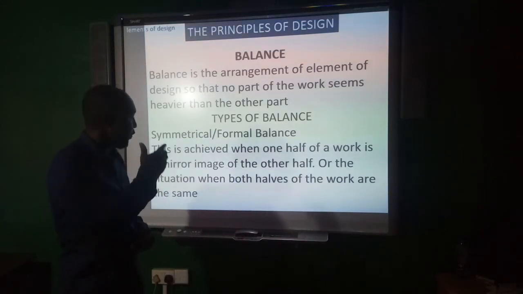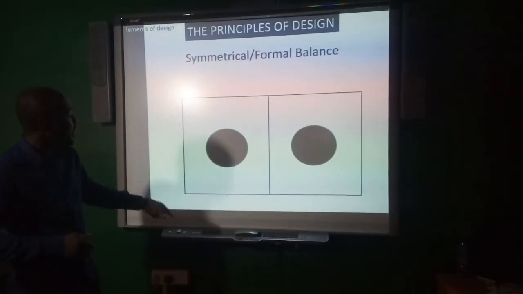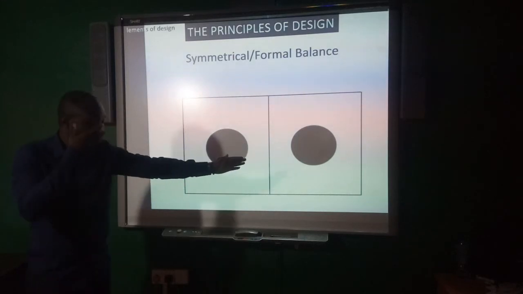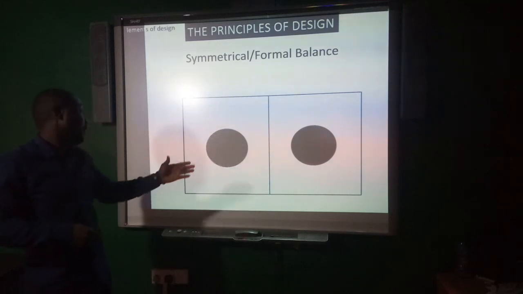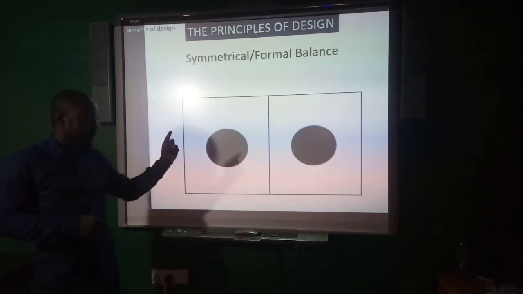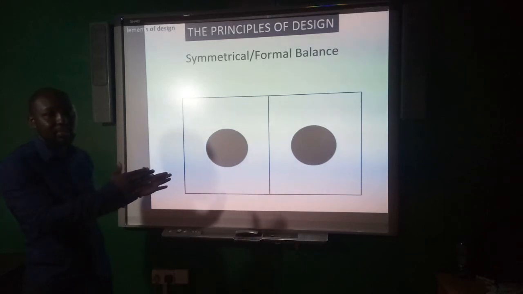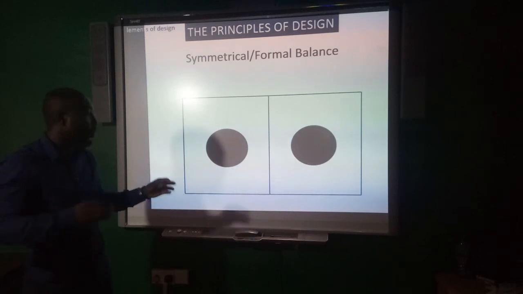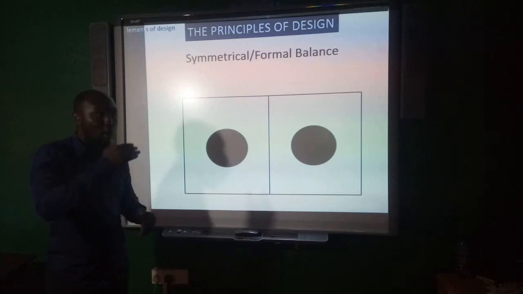This is an example of what we just spoke about. So you see, this one reflects, or mirrors, the other one. If you like to call this A and this one B, it means that A mirrors B. So they are the same. One is not bigger than the other. One is no longer than the other. One is not fatter than the other. So that is symmetrical balance or formal balance.